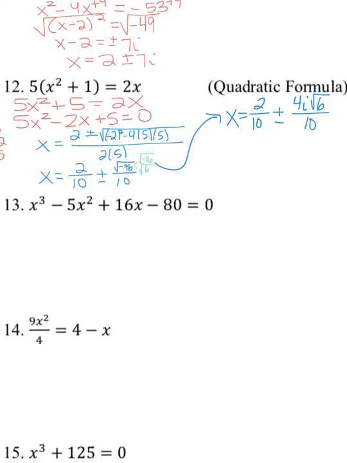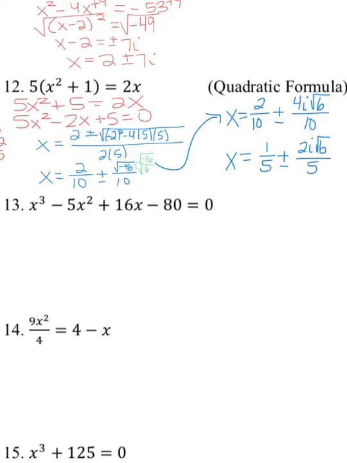And then I just clean up the fractions. So 2 over 10 is 1 over 5 plus and minus 4 over 10, which is 2 over 5. And the i square root of 6 just gets dragged. And that's my answer to number 12.